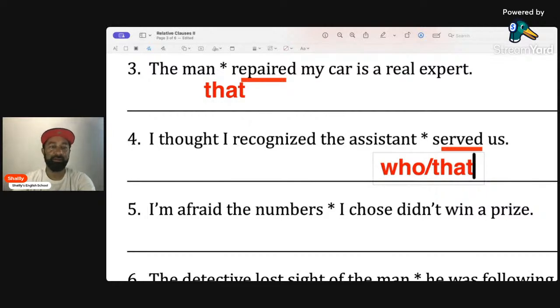All right. Now, remember, if you have any questions while we're doing this, just ask in the comment section. I'm moving a little bit fast here. I just want you to kind of understand when you need the relative pronoun and when you don't need it.